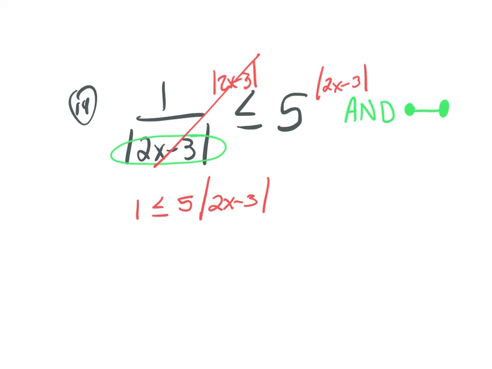I need the absolute value to be all by itself. What can I do? Okay, good. Divide by 5. So I have 1/5 is less than or equal to the absolute value of 2x minus 3.